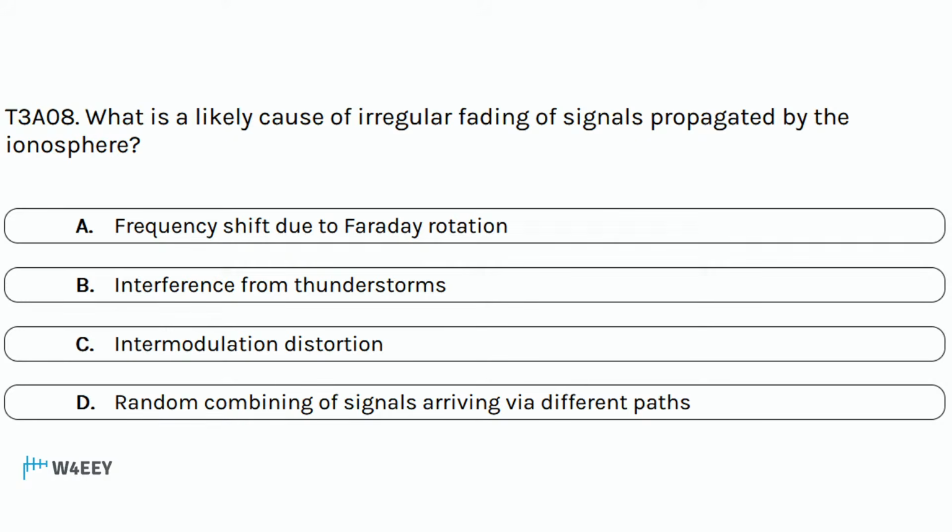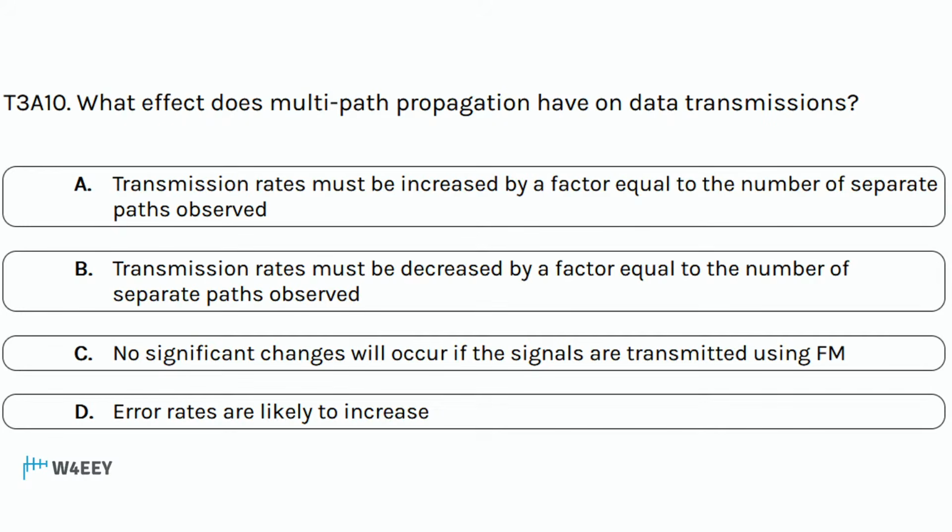And what is a likely cause of irregular fading of signals propagated by the ionosphere? D. Indeed, that's that old-time World War II listening to the shortwave. Random combining of signals arriving via different paths. It's another way of looking at multipath. And what effect does multipath propagation have on data transmissions? Delta. Yep, the error rates are likely to go up.